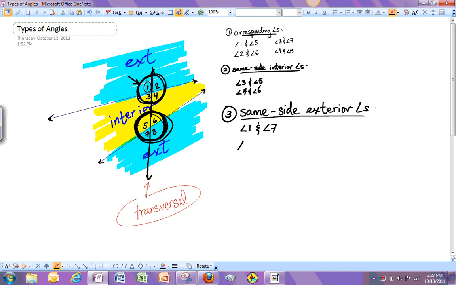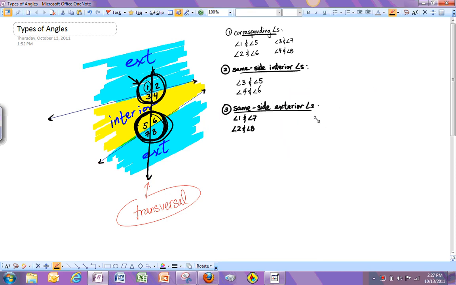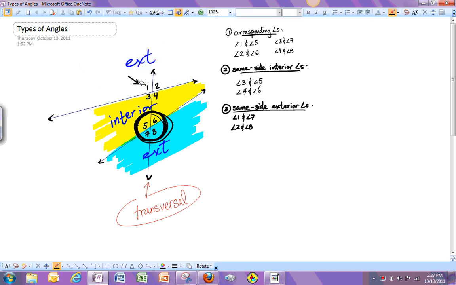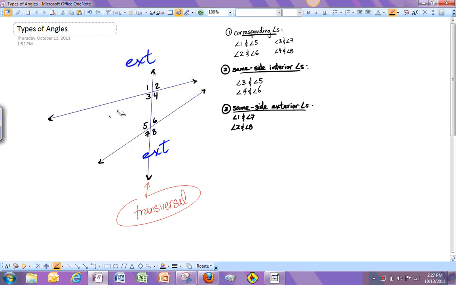Same idea. Angle 2 is exterior. And on the same side of the transversal is angle 8. And that's also exterior. Okay. So let me erase this stuff. Now remember which ones are interior and exterior again. 3, 4, 5, 6 are interior, and all the rest are exterior.